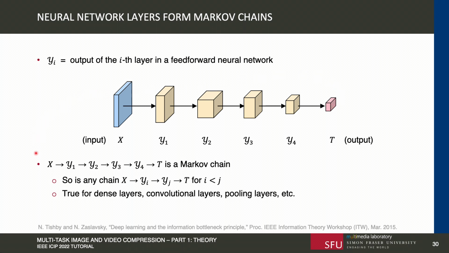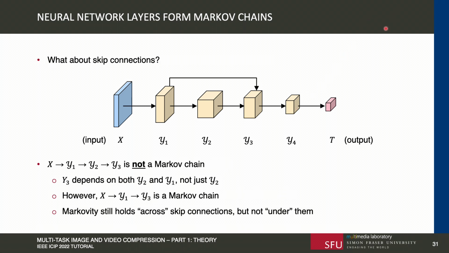It's important to note that x to y1 to y2 to y3 and so on forms a Markov chain. And this is simply because each layer output is a function of the previous layer's output. So that trivially forms a Markov chain. And in fact, any chain from x to yi to yj would be a Markov chain so long as i is smaller than j. In other words, j is further downstream compared to i. And that's true for any type of layer, regardless of the layer type, dense, convolutional, and so on.